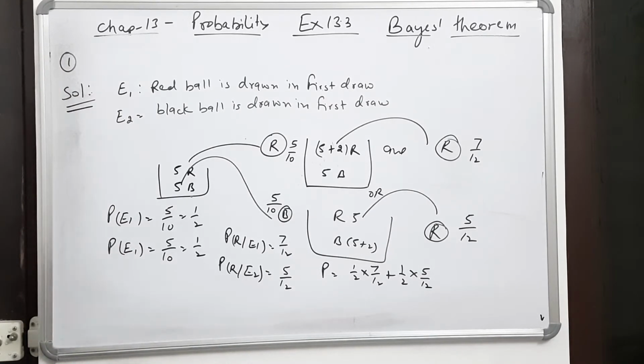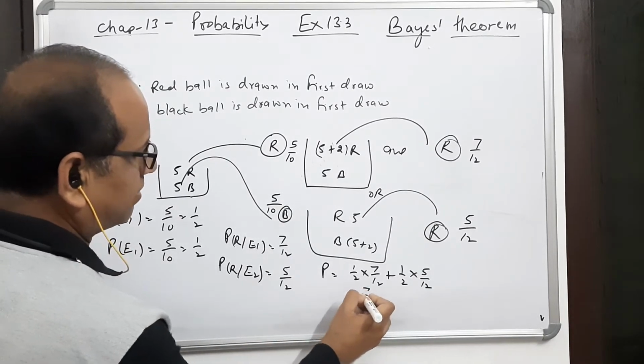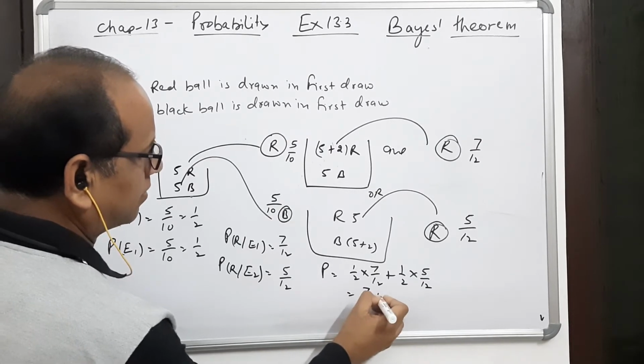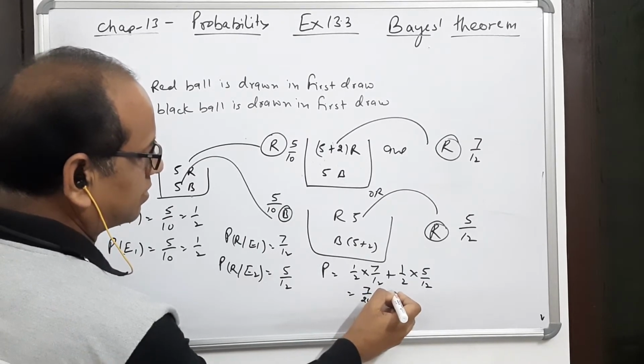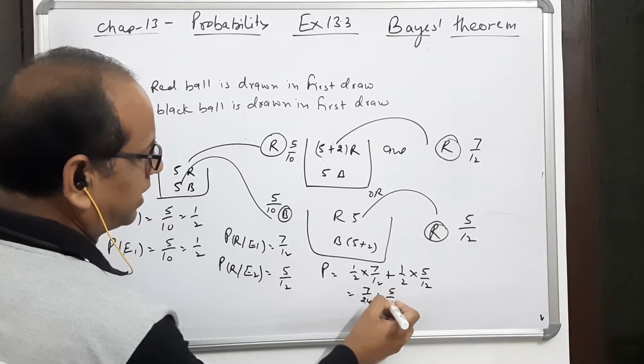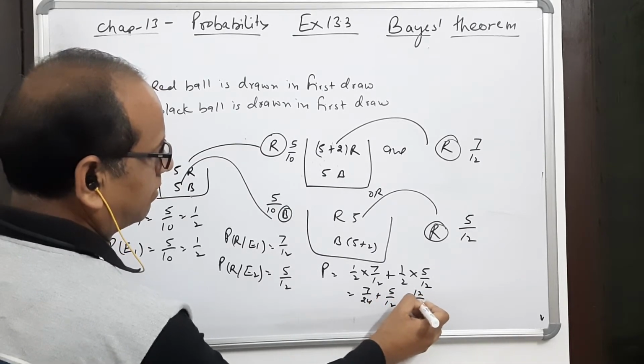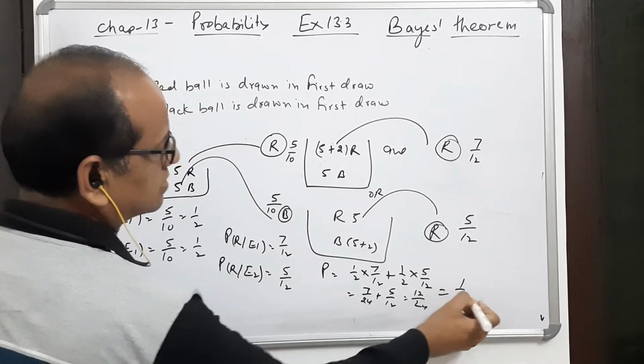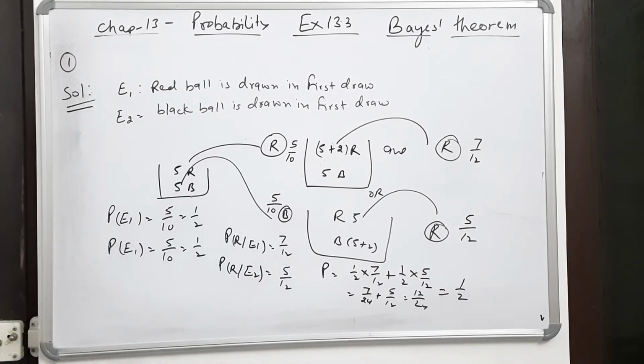So the answer is 7 by 24 plus 5 by 24, so the answer is 12 by 24. So the answer is 1 by 2. So the probability is 1 by 2. I hope this sum is clear to you now.